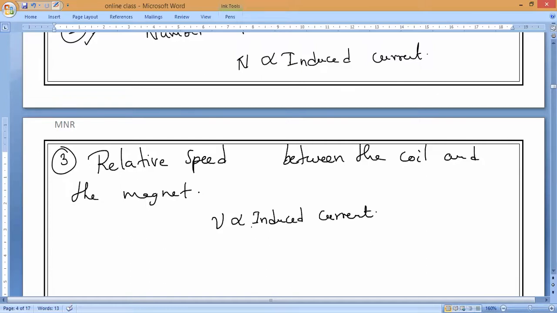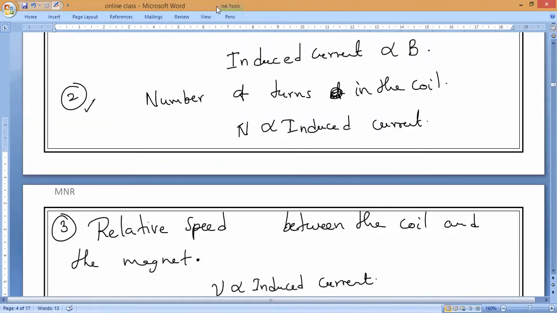So relative speed means the motion between the magnet and the coil. The higher the relative speed, the stronger the induced current. So these are the three factors which influence the induced current.